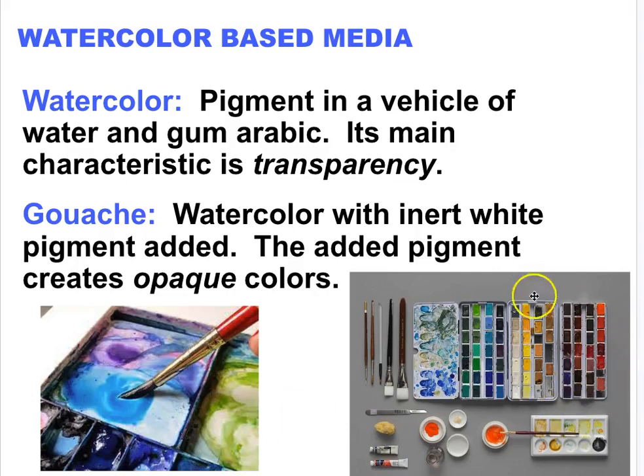And then you can see these are watercolor cakes, like you've probably played with in elementary school, where it's a hard cake of watercolor. Crayola watercolors are the same idea. You get your paintbrush wet and you brush into the paint cake, and that works up the pigment in the gum arabic into a watery substance that you can then paint with.